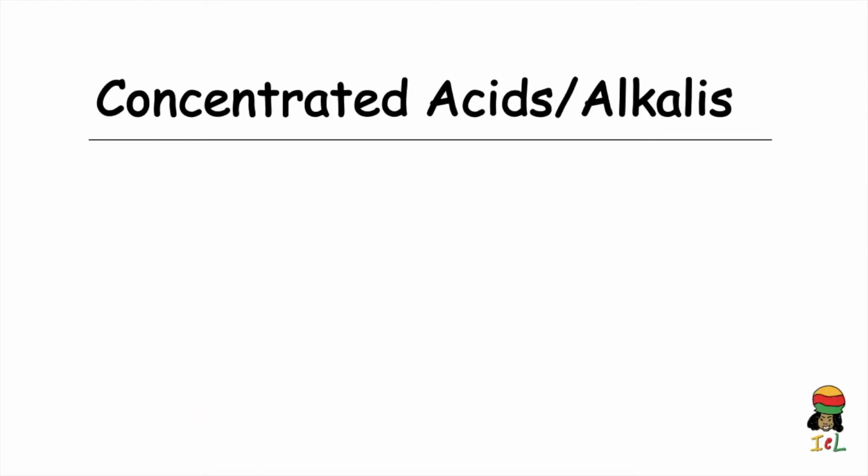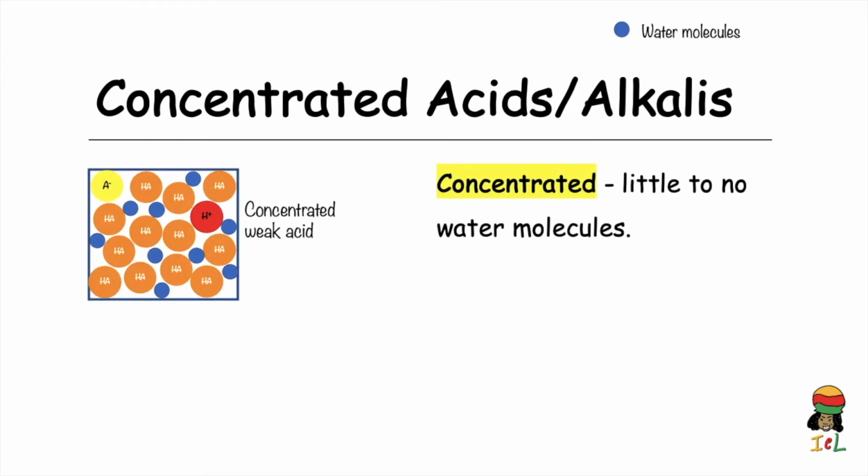We will use two scenarios to distinguish between the concentration and strength of an acid or alkali, starting with concentrated solutions. Scenario 1, a concentrated weak acid. The solution is concentrated because the ratio of water molecules to solute molecules or ions is low, and in our illustration, we can identify the water molecules by the blue circles. So there are fewer water molecules than the solute molecules or ions in solution.